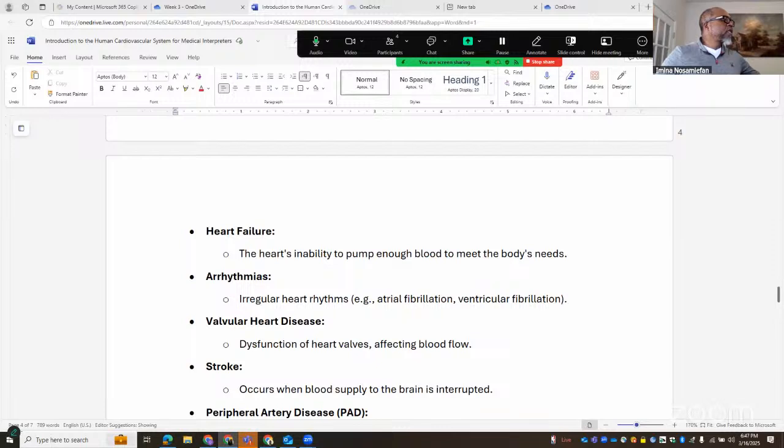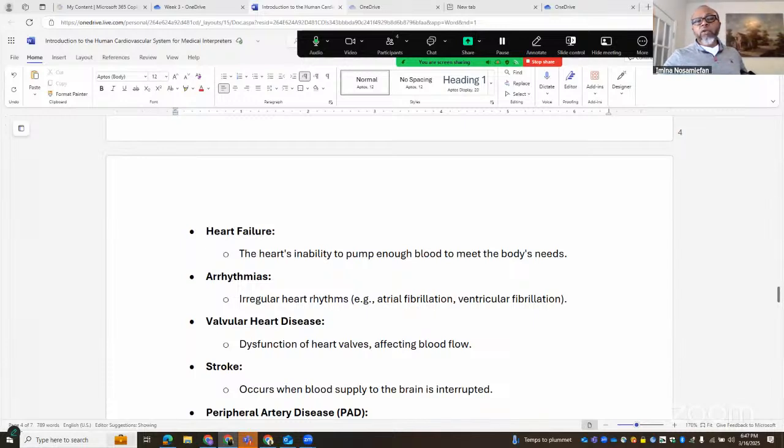Types of stroke. Ischemic. It's called an ischemic stroke, not occlusive. The proper word is ischemic stroke. Actually, we have two types of stroke: hemorrhagic and occlusive. I guess it's called occlusive.